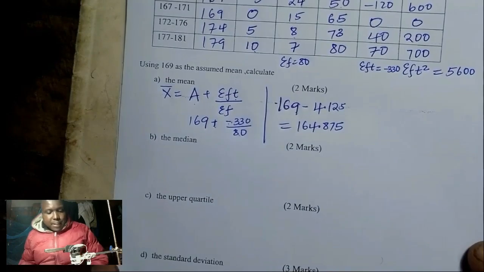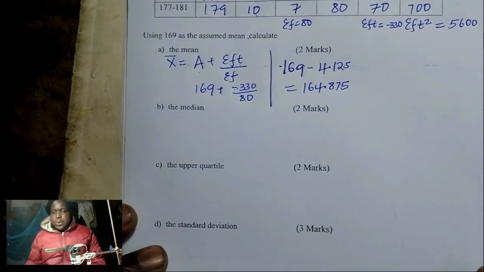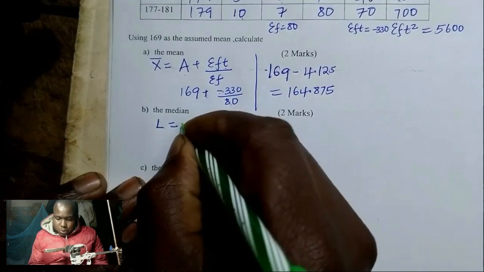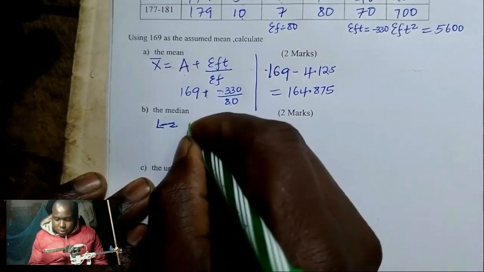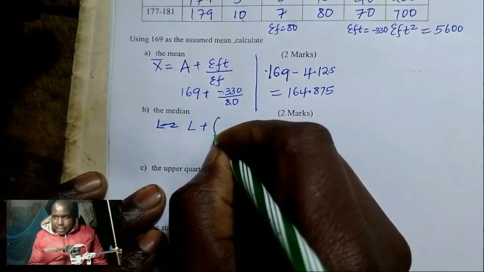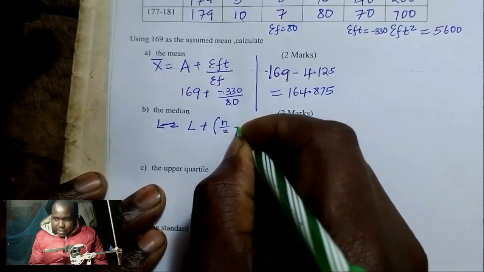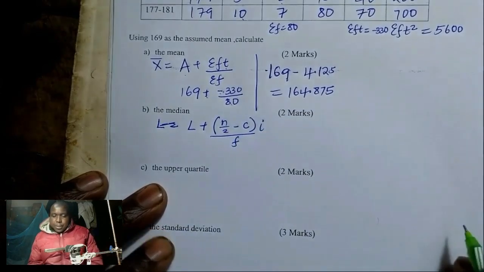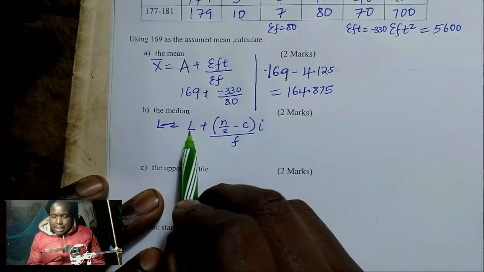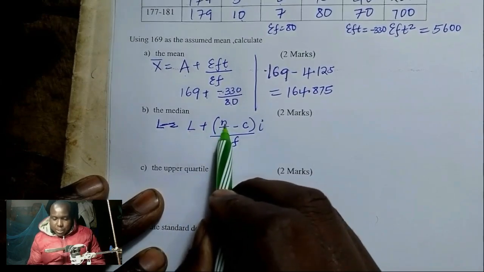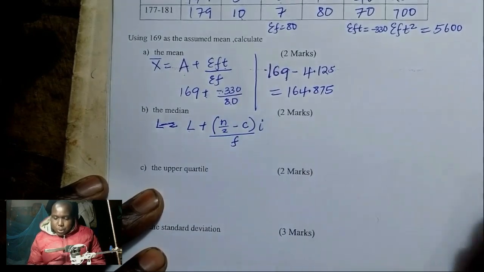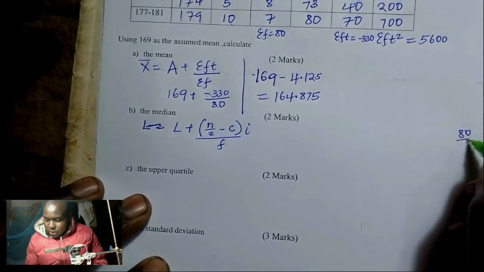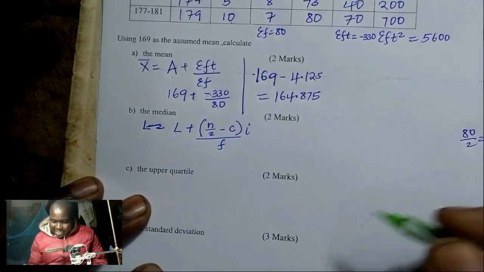Right? Very good. The median. How do you calculate the median? You know the formula. Median is equal to L plus, you open bracket, N over 2 minus C, you close the bracket, times I over F. What is L? Lower limit in the median class. N is the total frequency, you divide by 2. So first we need to know where our N is. N is 80, so divide by 2, it is 40. So our median class is 40.